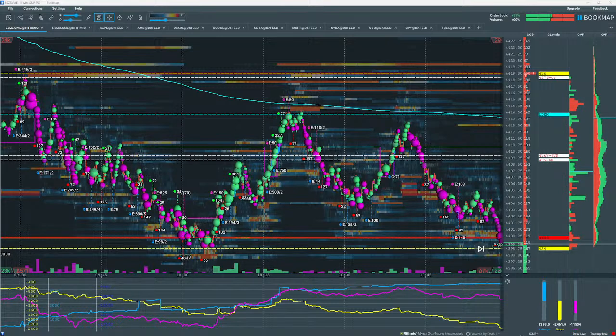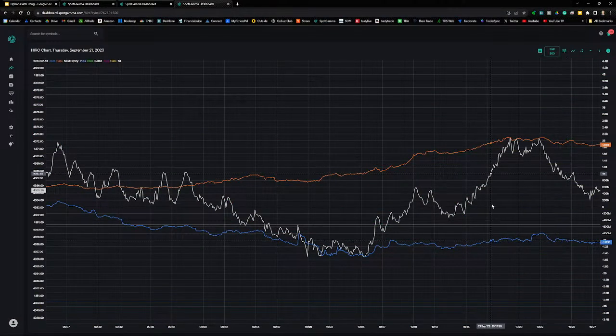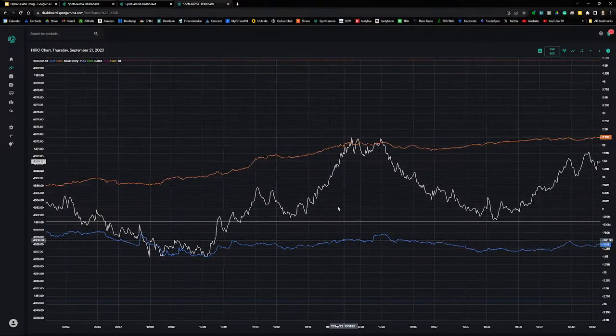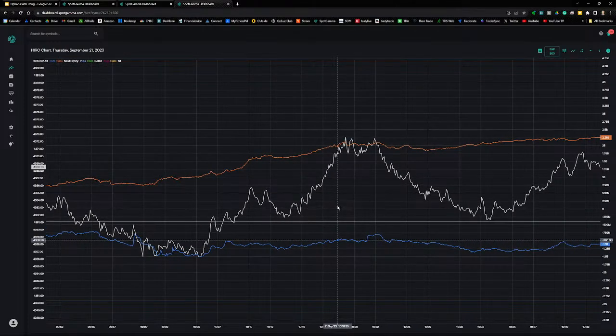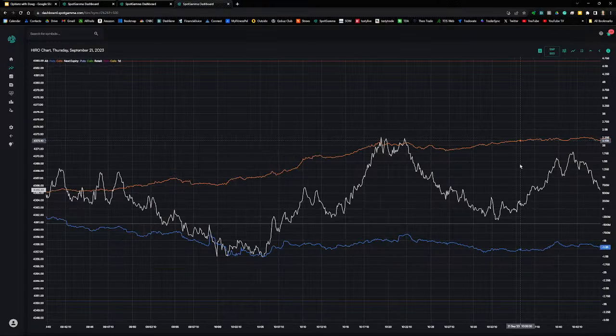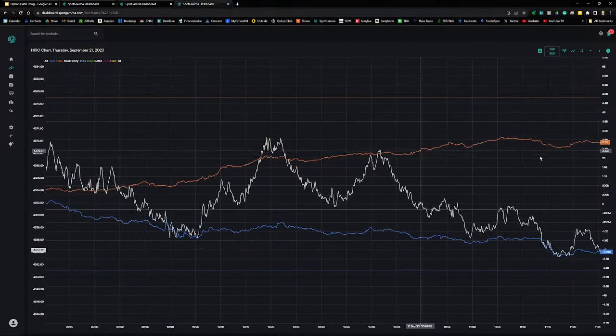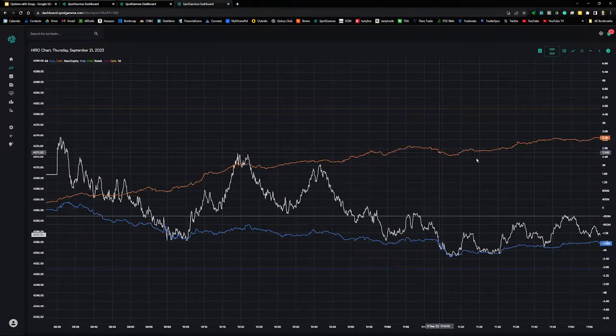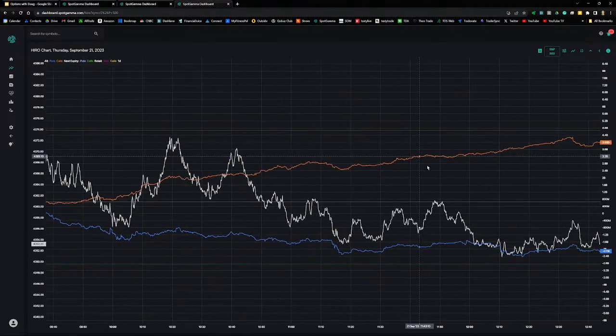Let's go back to Hero. All right, so pretty easy read here, that move higher. Then after that, not so much really. We'll just zoom out all the way.